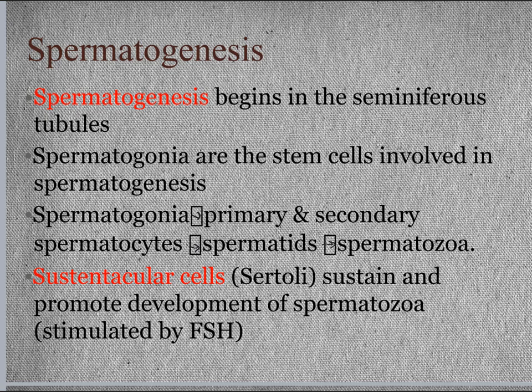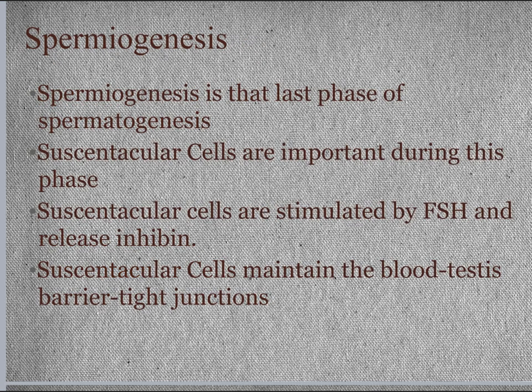We have our sustentacular cells. We also call them Sertoli cells. This is going to sustain and promote development of spermatozoa. And then our main hormone again, FSH, that's going to help stimulate this process. That gives us spermiogenesis, that last phase of spermatogenesis. And we talked about those specialized cells. The sustentacular cells are important during this phase, the pause and play scenario, that FSH that's stimulating it, and then the inhibitory inhibin.